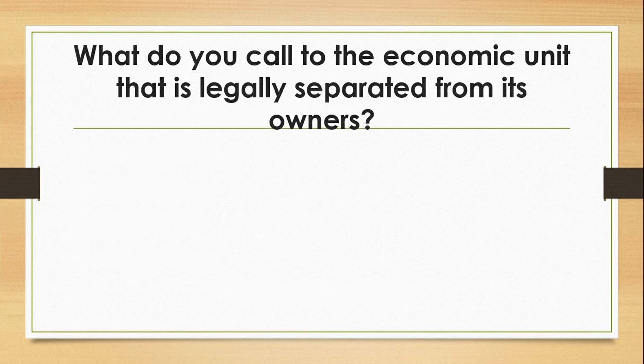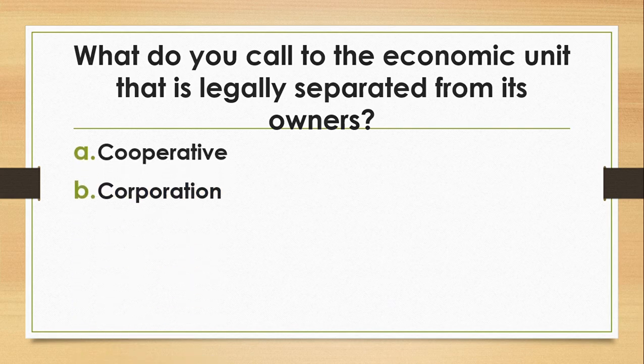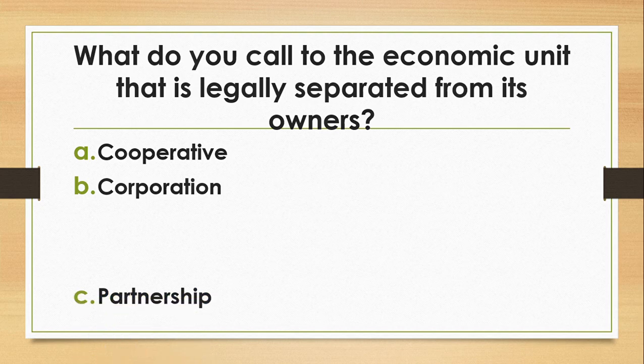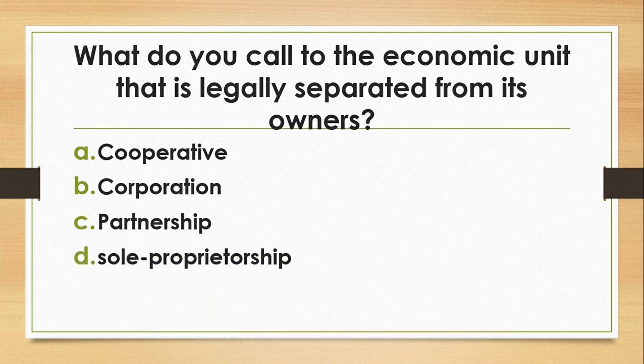Next is, what do you call the economic unit that is legally separated from its owners? Letter A, cooperative. Letter B, corporation. Letter C, partnership. And letter D, sole proprietorship. Again, what do you call the economic unit that is legally separated from its owners? Letter A, cooperative. Letter B, corporation. Letter C, partnership. And letter D, sole proprietorship.